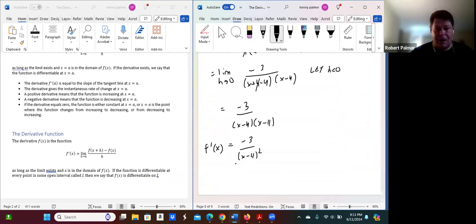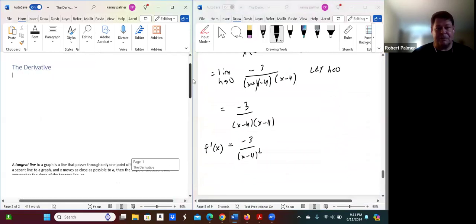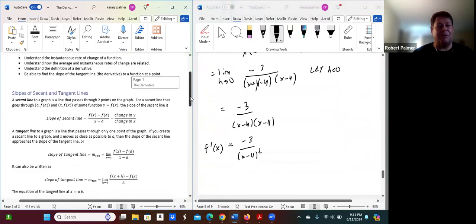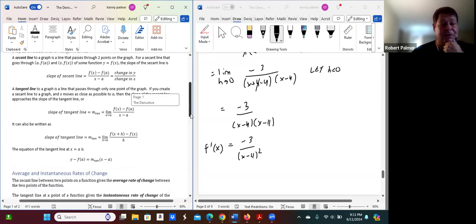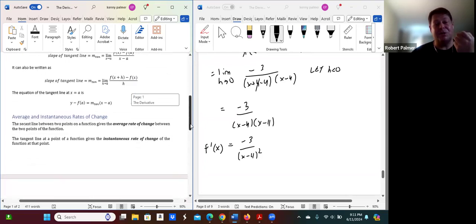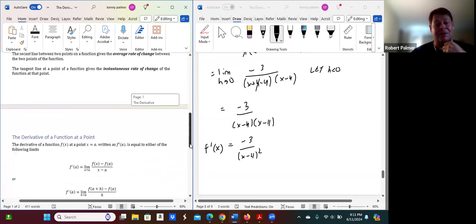Let's go back and take a look at what we've looked at so far. Brief review: we talked about the slope of a secant line, and how a secant line becomes a tangent line the closer one point gets to another. The slope of the secant line becomes the same as the slope of the tangent line in the limit. Then we learned that the slope of the tangent line is the same as the instantaneous rate of change of the function at that point, and that is the same as our derivative.